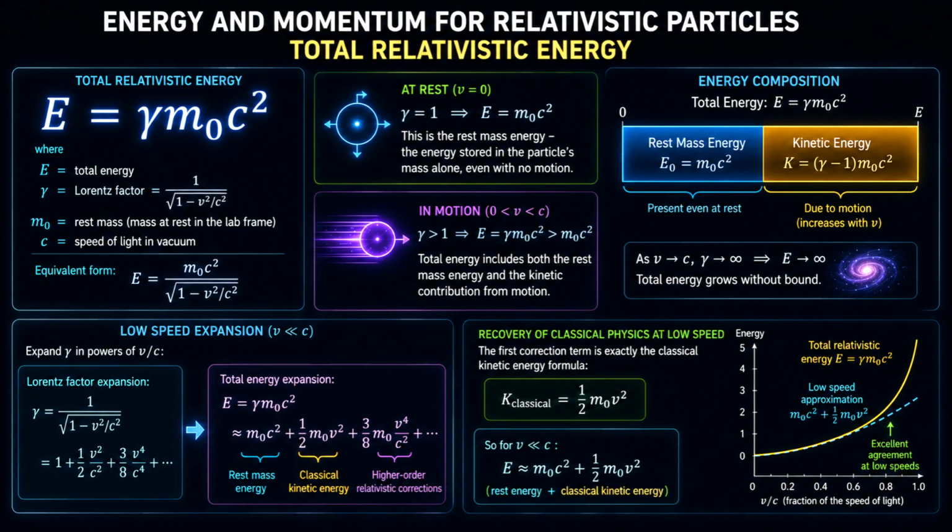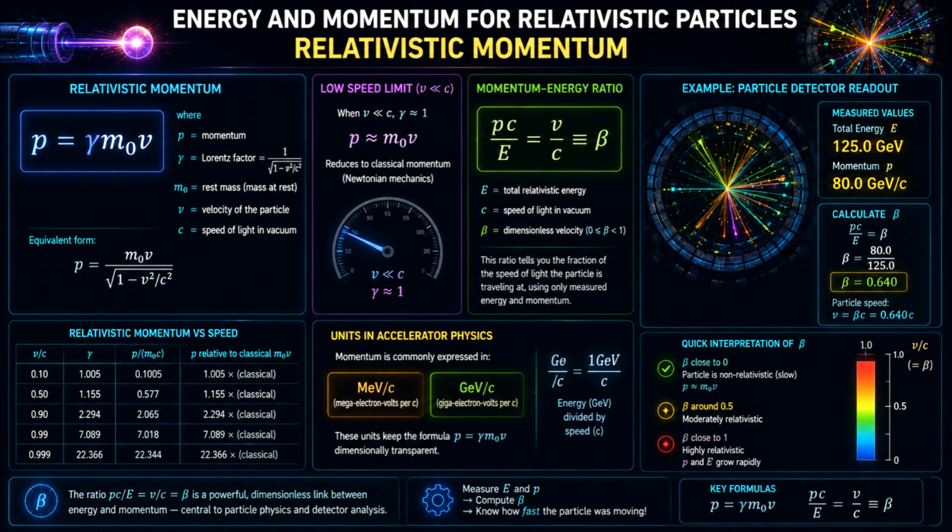The relativistic momentum of a particle is P equals gamma times m naught times v, which can also be written as P equals m naught times v divided by the square root of 1 minus v squared over c squared. At low speeds, this reduces to the classical m naught times v, confirming consistency with Newtonian mechanics in the appropriate limit. A useful dimensionless ratio connects momentum and energy directly, P times c divided by E equals v divided by c, which is also written as the symbol beta.